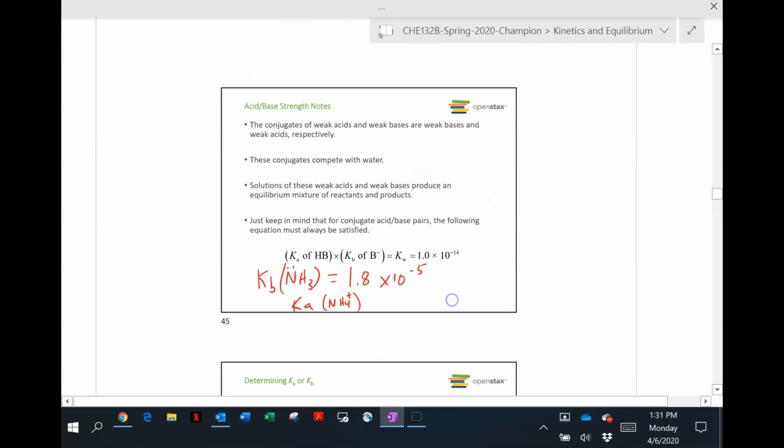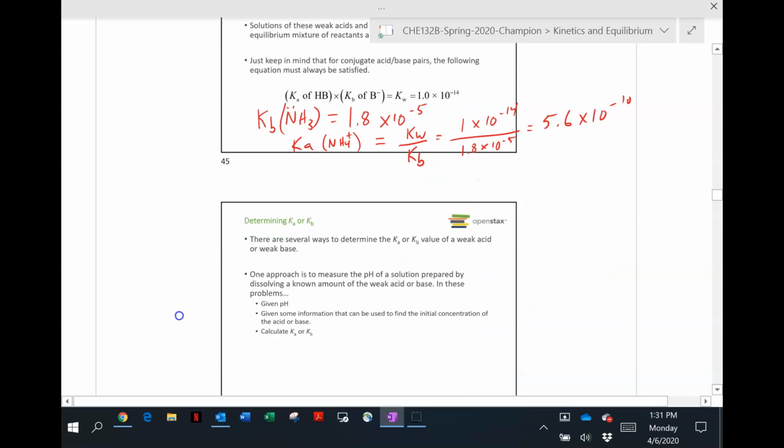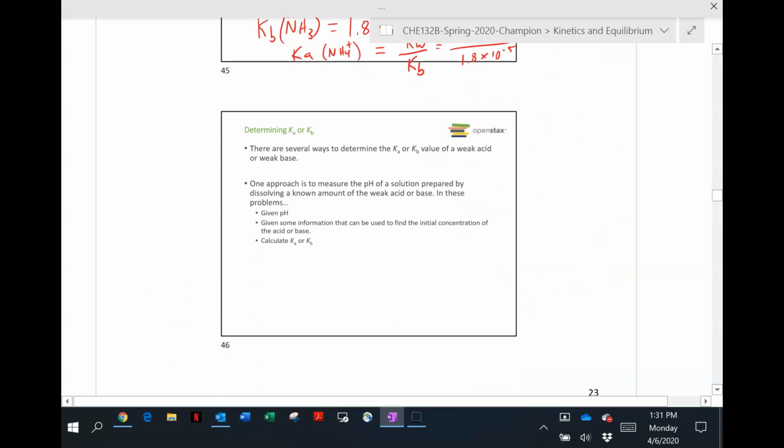If I multiply those two together, they'll be equal to Kw. So Ka is going to be equal to Kw divided by Kb. So 1 times 10 to the negative 14th over 1.8 times 10 to the negative fifth, and that comes out to be something like 5.6 times 10 to the negative 10th as the Ka of that ammonium ion. So ammonium ion is not nearly as acidic as ammonia is basic. Ammonia's Kb is higher, so it's a stronger base than its conjugate acid is an acid.